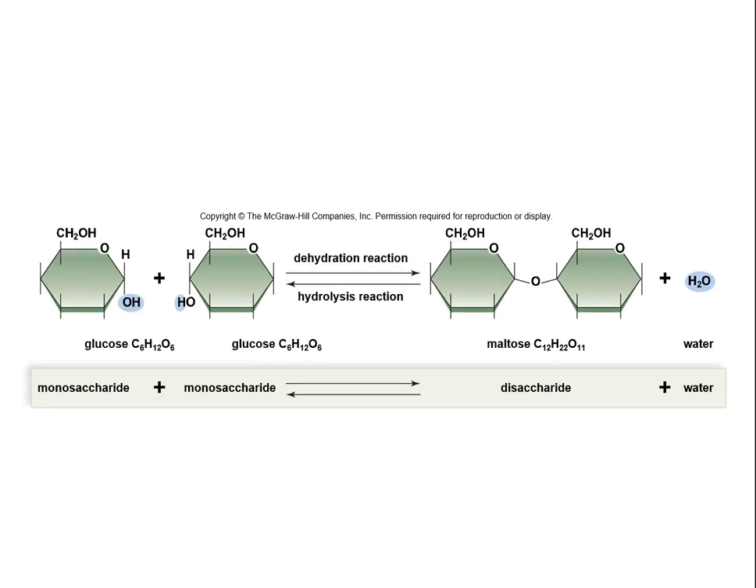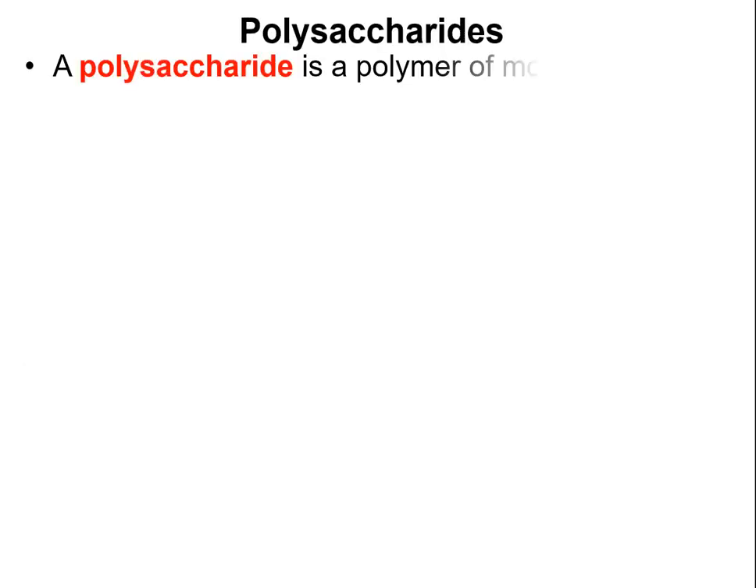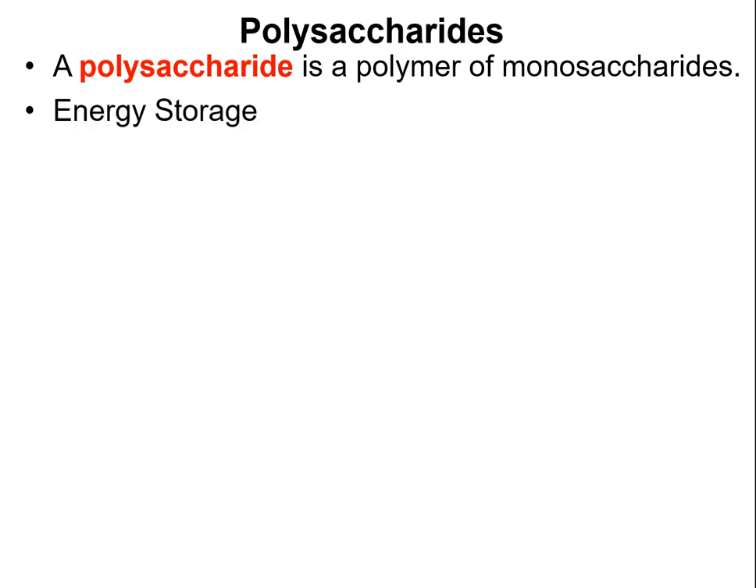All right, so now let's talk about more complex carbohydrates called polysaccharides. It says a polysaccharide is a polymer of monosaccharides. So now polysaccharides have many, many monosaccharides joined together. We just mentioned disaccharides, which are only 2. These have many monosaccharides.